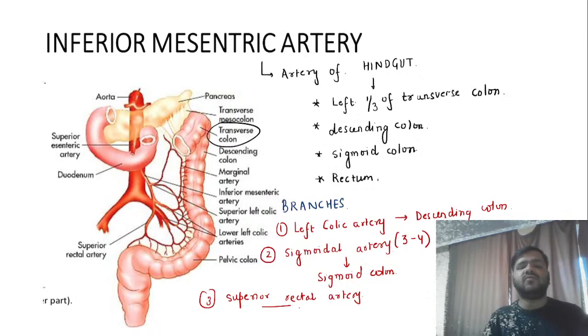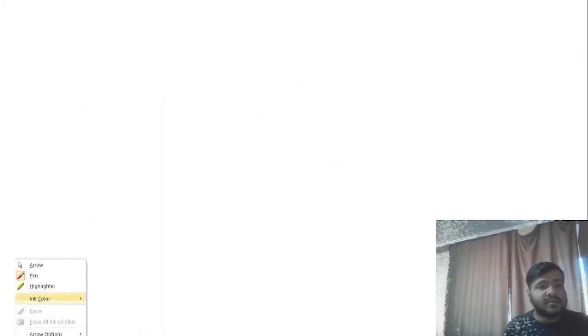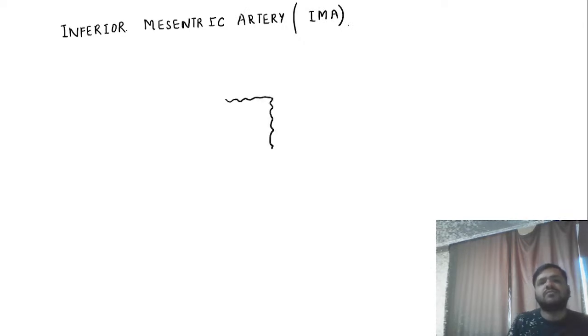So let us now try to focus our discussion on this inferior mesenteric artery, and we'll try to draw a very easy diagram now for this, because already we have discussed it. So yeah, this is somehow very easy. Inferior mesenteric artery, that is IMA. So I will be drawing that part only which is required as of now.